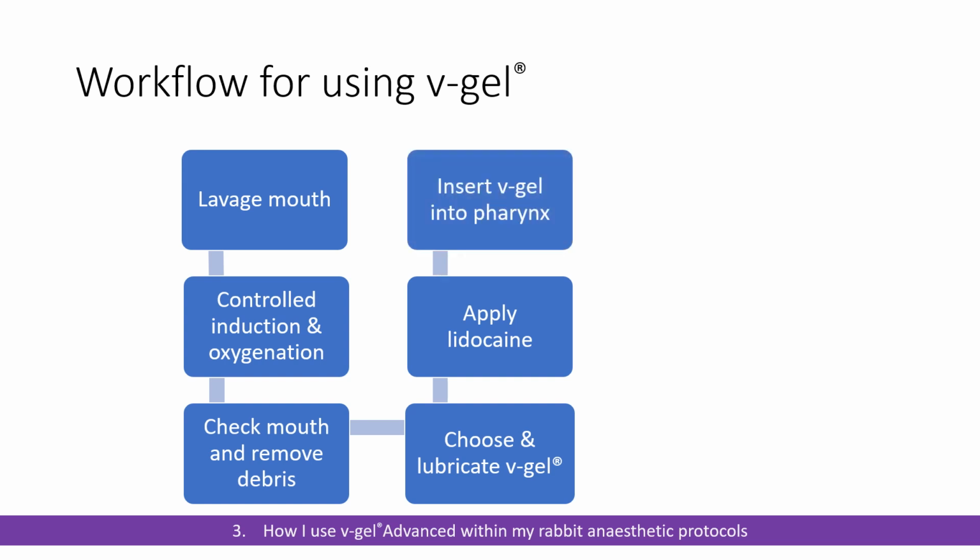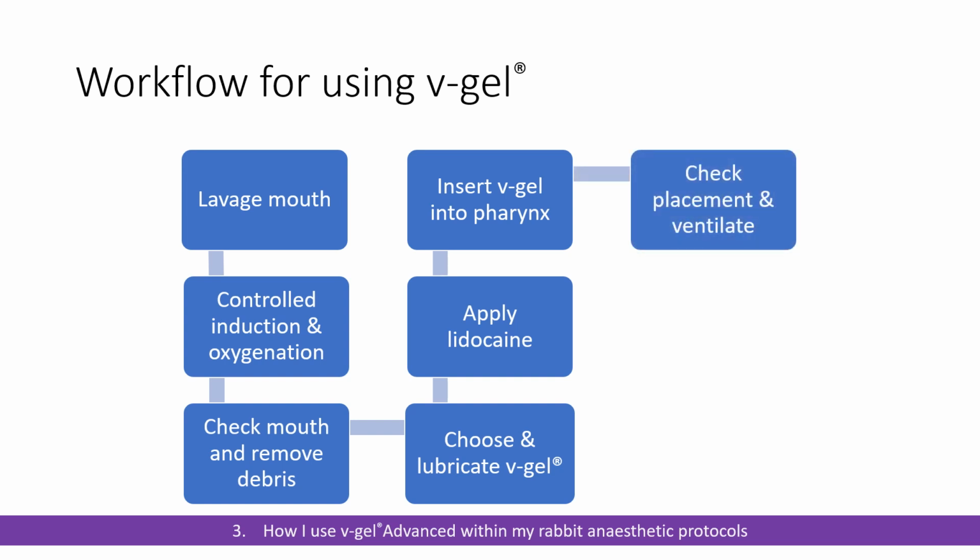Insert the v-gel into the pharynx, and normally what I do is I'll insert it in. You'll feel a little bit of resistance as you get to the pharyngeal arch at the back of the mouth. It will then glide into the pharynx and drop very, very slightly. I'll normally give it a slight wiggle and a slight reposition to check that it's seated in position, and then I connect it up to my anaesthetic circuit. At that point, I'll either flick my ventilator on or I'll squeeze my rebreathing bag.